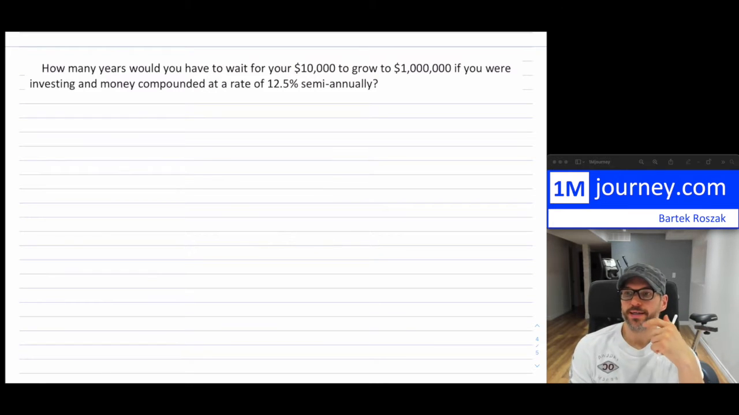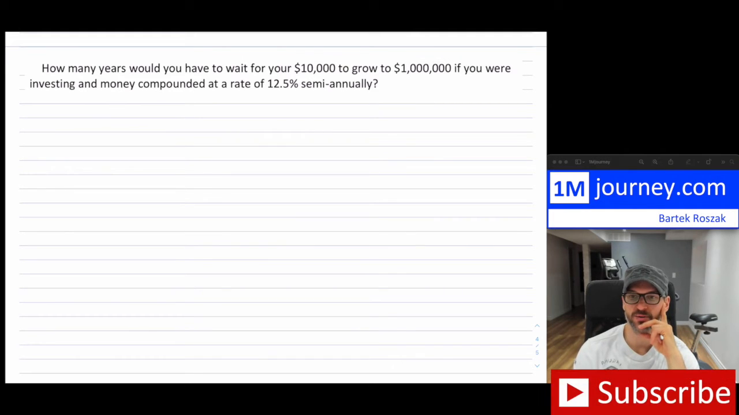2 and 1. So in this one, let's see how long it would take us if we had $10,000 and we wanted to have $1 million. Now we will make an assumption. Our assumption is going to be that we are compounding our money at a rate of 12.5%, and it will be semi-annually. So let's take a look at this example.